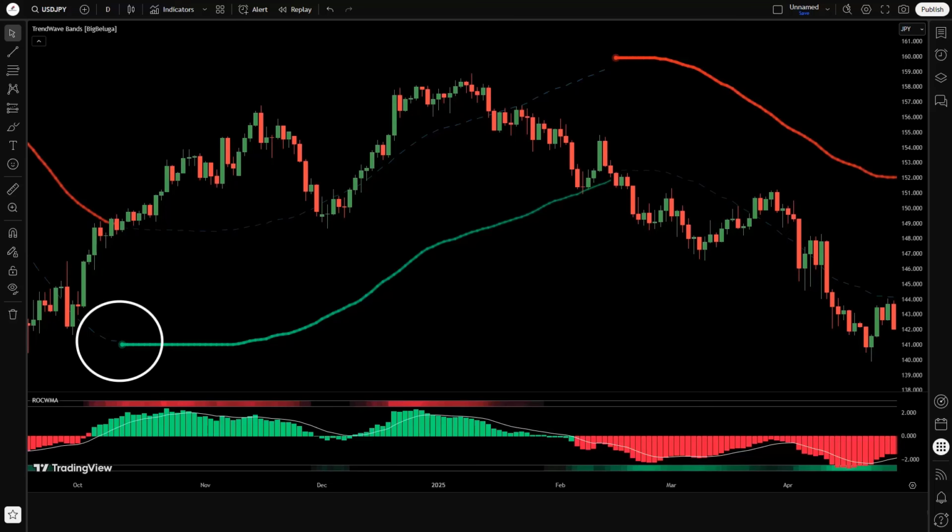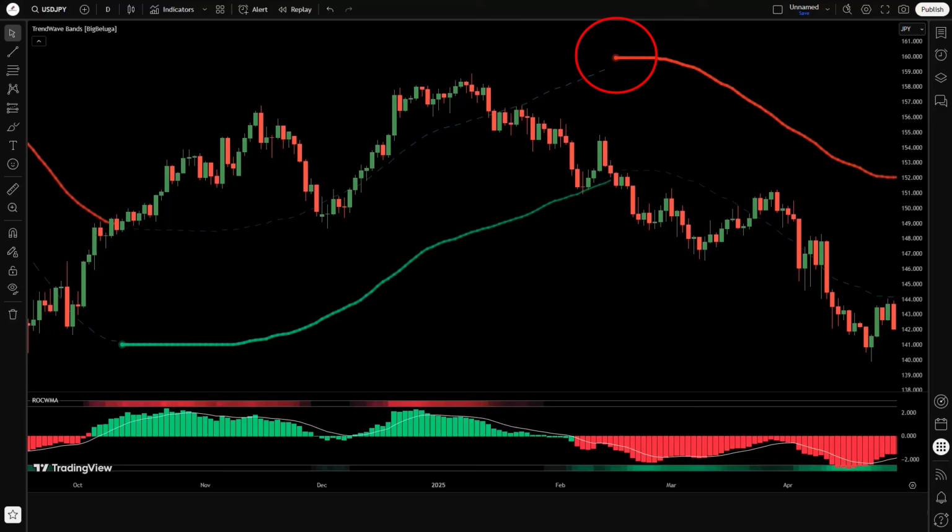When trend wave bands indicator has given a buy signal, then ROC weighted MA oscillator indicator has created a green histogram. And the market forms bullish candles, so all these conditions are fulfilled, so we have to take a buy order. Let us now look at the short position.